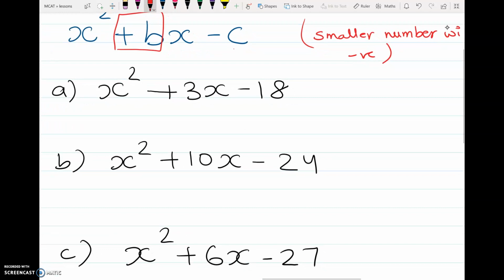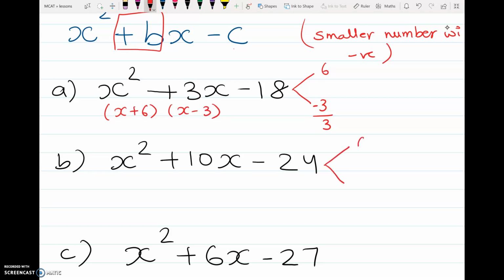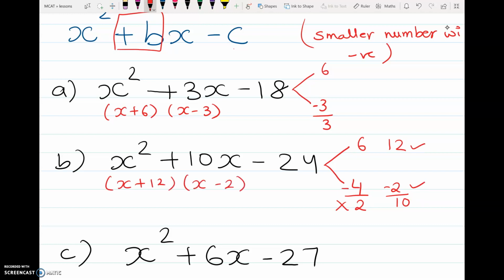So let's look at the factors of 18. So 6 and 3. In this case, the smaller number out of the two is 3. So 6 take away 3 is 3. So our factors will be x plus 6 and x minus 3. Next one, 24. So it can be 6 and 4, then 12 and 2. So 6 take away 4 gives us 2, which does not work, whereas 12 take away 2 will give us 10. So it works. So our factors are x plus 12 and x minus 2.